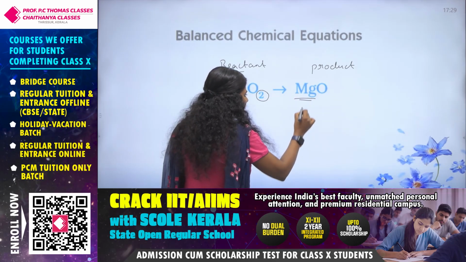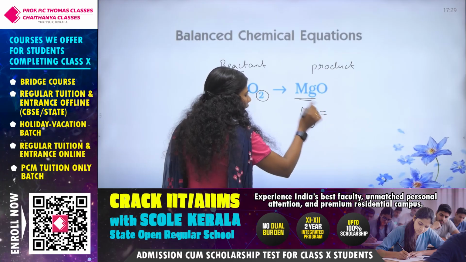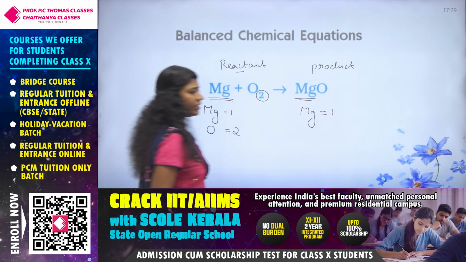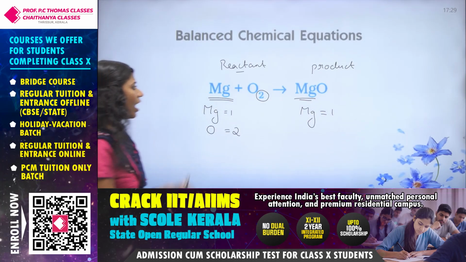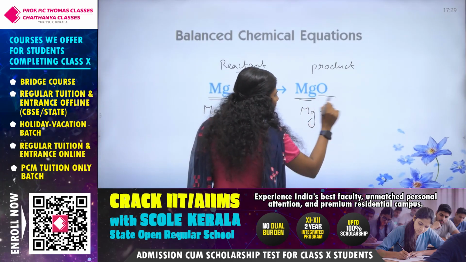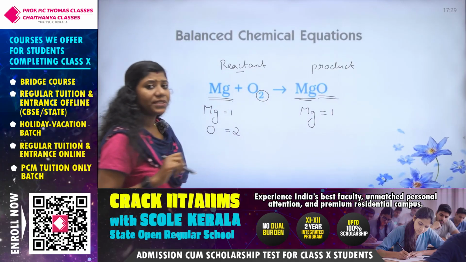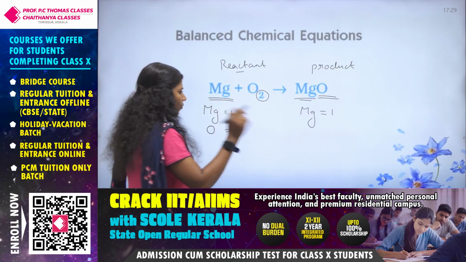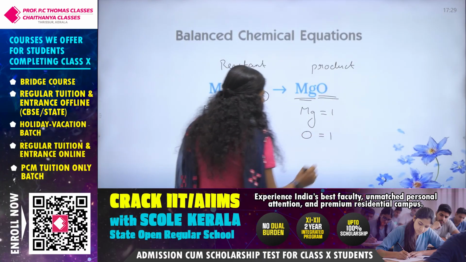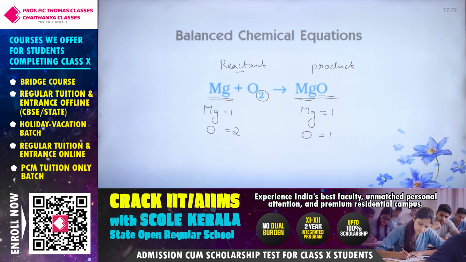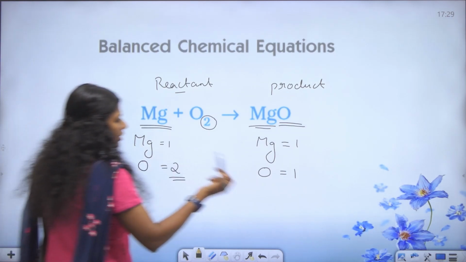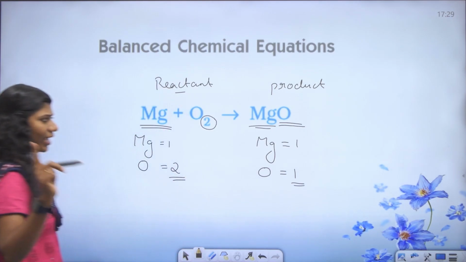MgO is the product. How many magnesium atoms? One magnesium and one oxygen. The number of magnesium atoms is only 1 and the number of oxygen atoms is only 1, because the formula of magnesium oxide is MgO. Is this equation balanced or unbalanced? This equation is unbalanced because in the reactant side the number of oxygen is 2 and in the product side the number of oxygen is only 1.